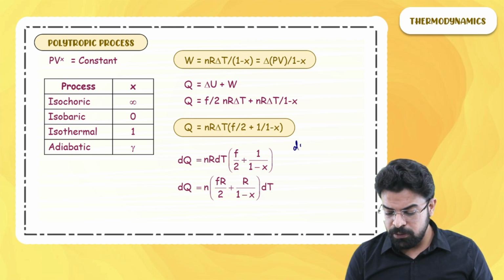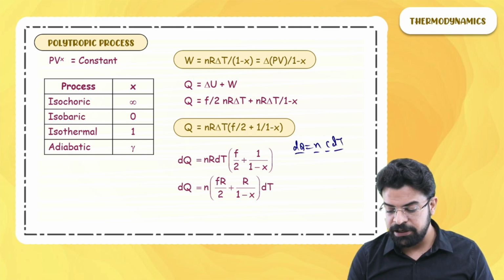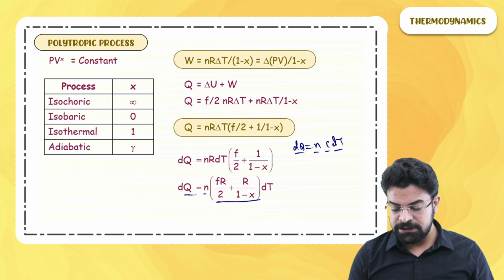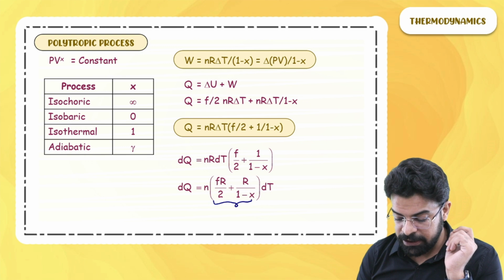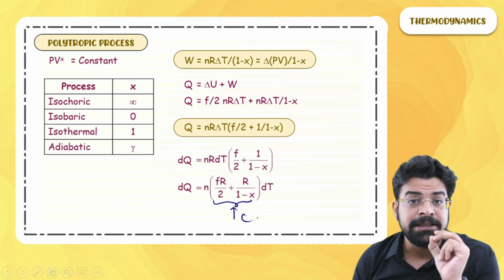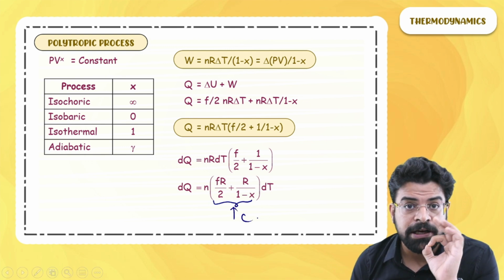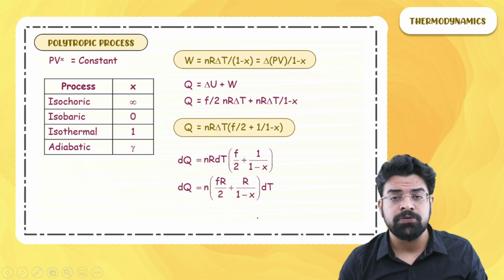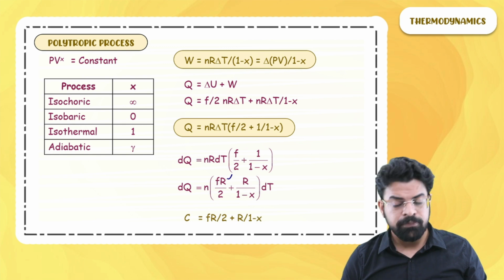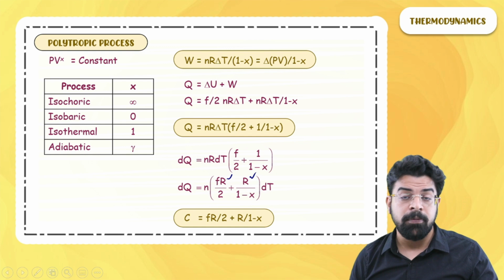Now dq equals nC dT, right? dq equals n something dT. So for a polytropic process, this quantity right here represents C, which is the molar specific heat. Hence, we can say the molar specific heat for a polytropic process is given by FR by 2 plus R upon 1 minus x.